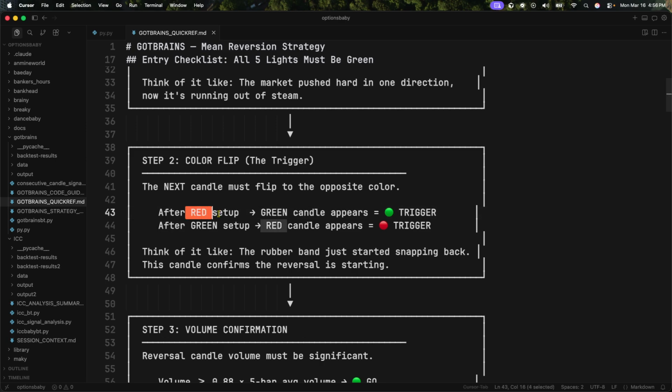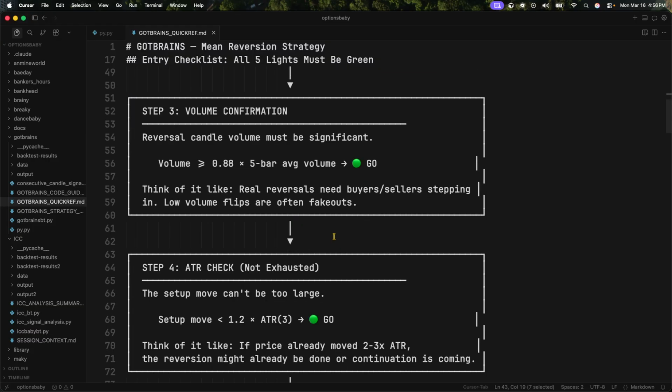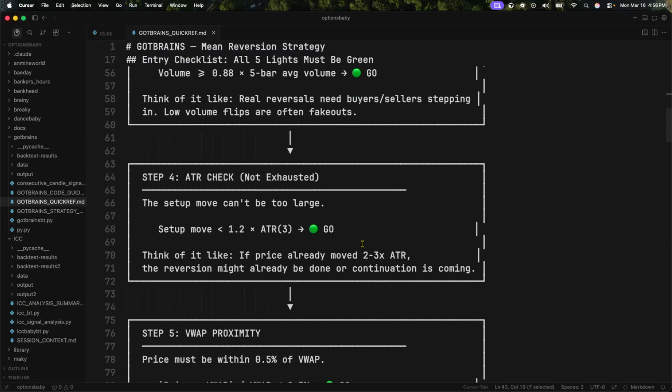So then after we have our setup, we're going to look at the next candle. If the next candle is the opposite, that's going to trigger it. Then we have to make sure that we have sufficient volume. Once we make sure we have sufficient volume, then I want to check that the move still has legs in it, right? Like it's not an exhausted move.